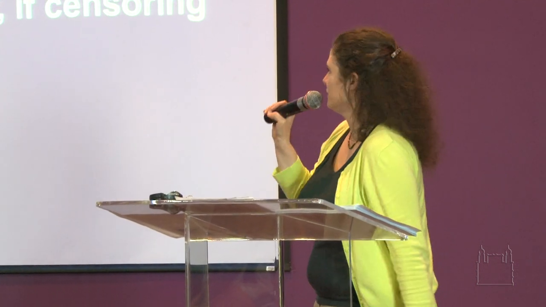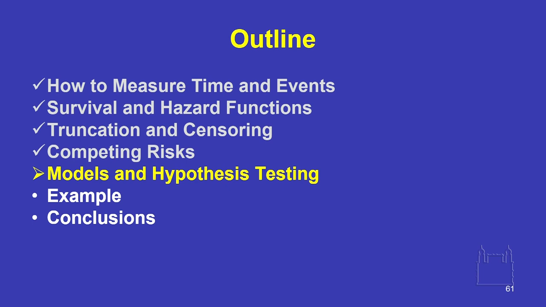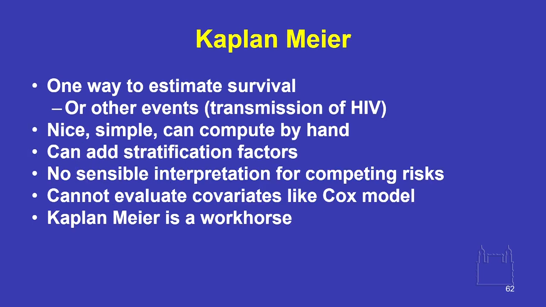Got it. All right. So, bottom line, you want to make inference about this hazard, this event rate, among the subjects who are under observation at the time you are observing them. And I want to interpret it in a reasonable manner. So, hypothesis testing. It all circles back to hypothesis testing. What do we say about this Kaplan-Meier?